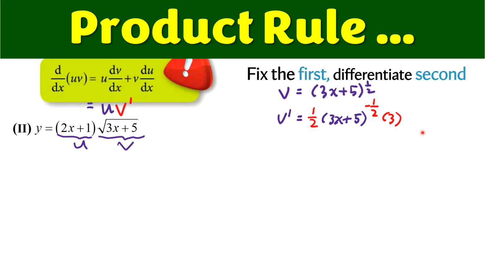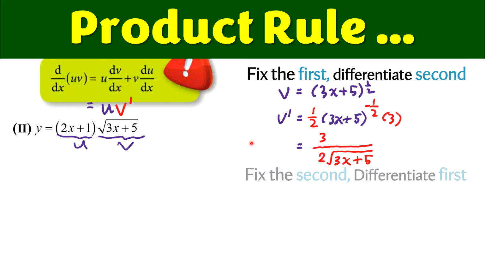Now, if you understand and remember what I mentioned in my previous video on chain rule, right over here, I have a negative index. Whenever I have a negative index, I'm going to make it a point to rewrite this into a positive index. This will help us a lot later on. So by writing it down as a positive index, I will have 3 over 2 square root of 3x plus 5. So do take note of this. Now, the first half of the expression is done.